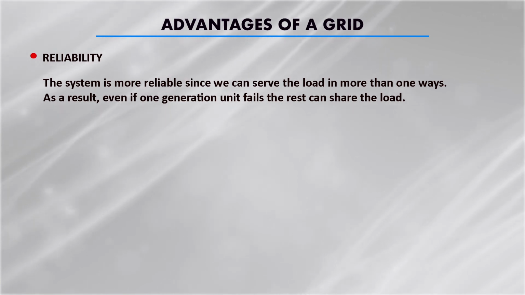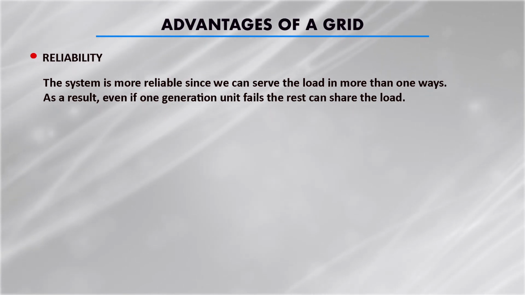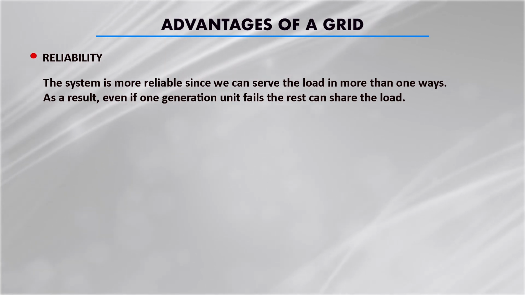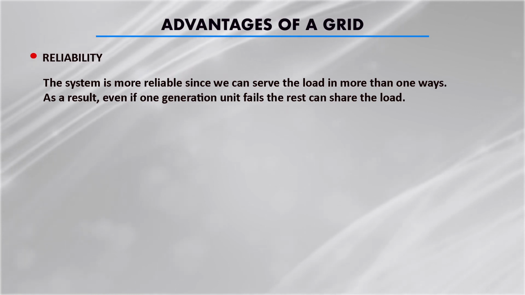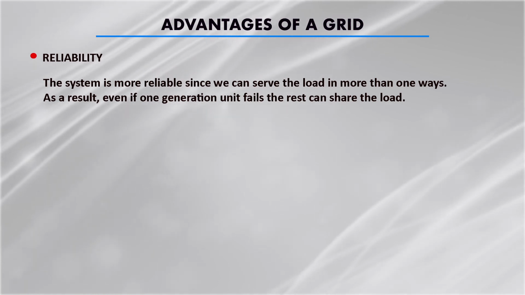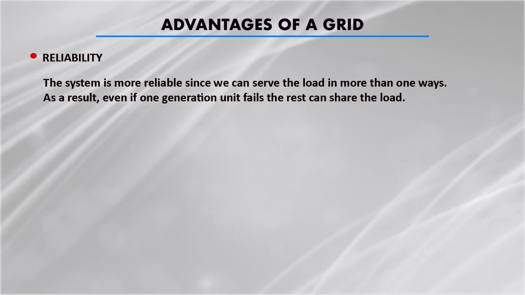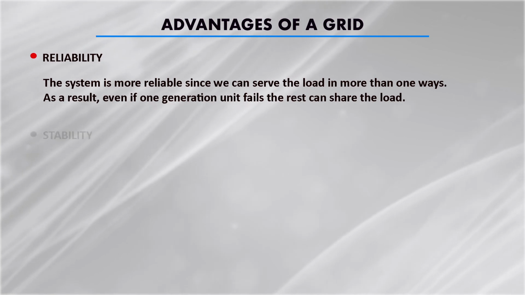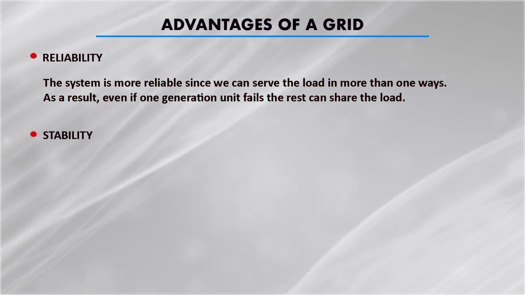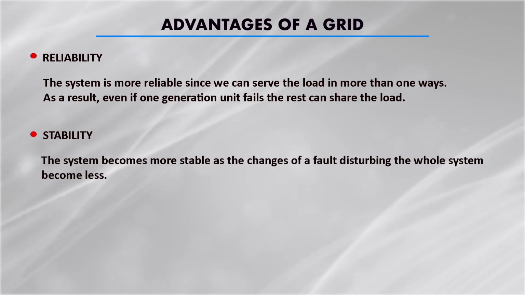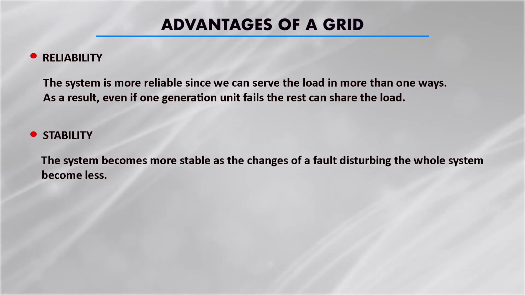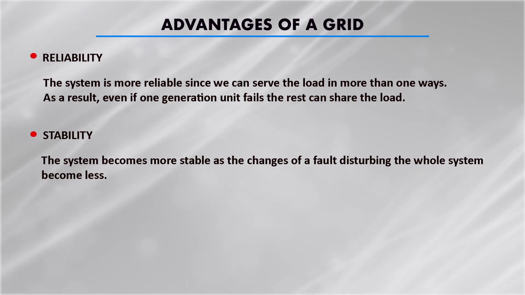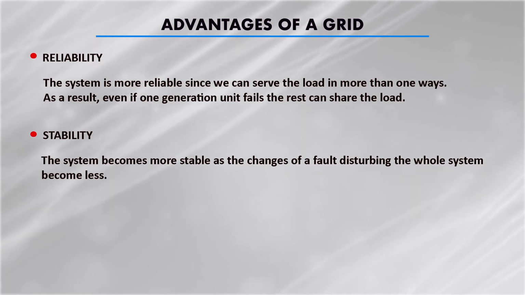The system is more reliable since we serve the load in more than one way using the grid. As a result, even if one generation unit fails, the rest of the units connected with the grid can share the load. That means the reliability of the system can be increased by using the grid. Then stability: how can stability be maintained? The system becomes more stable as the chances of a fault disturbing the whole system become less.